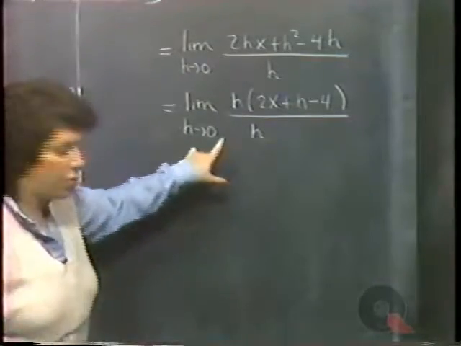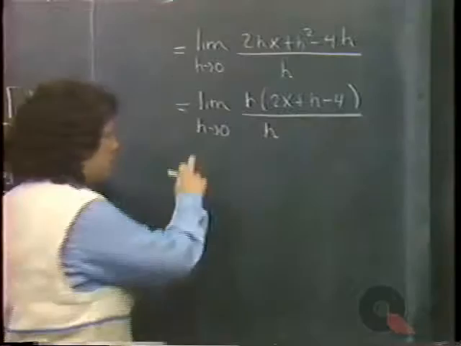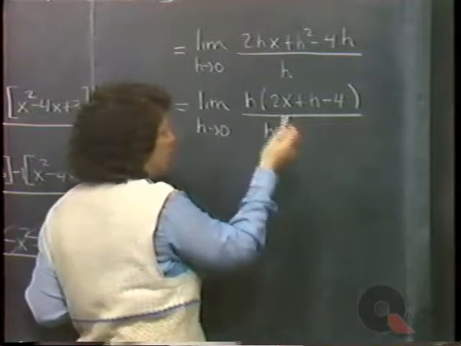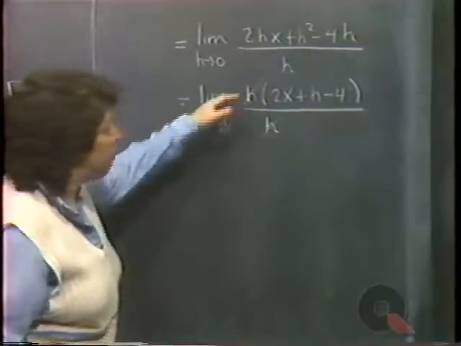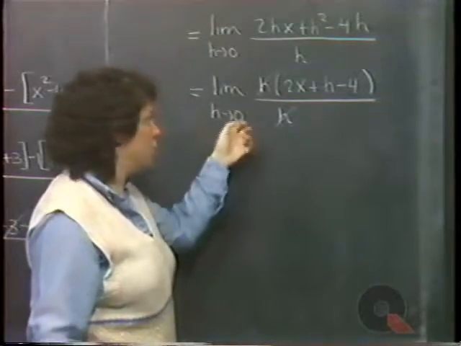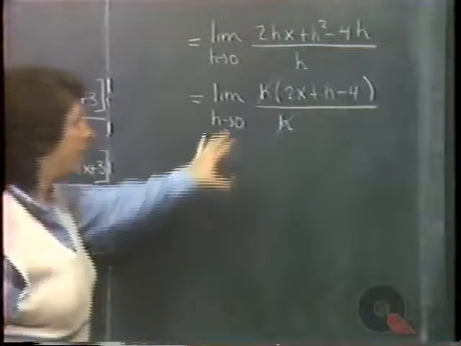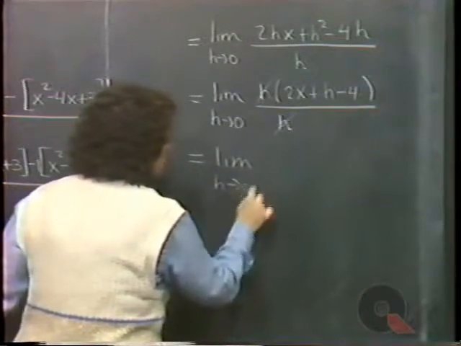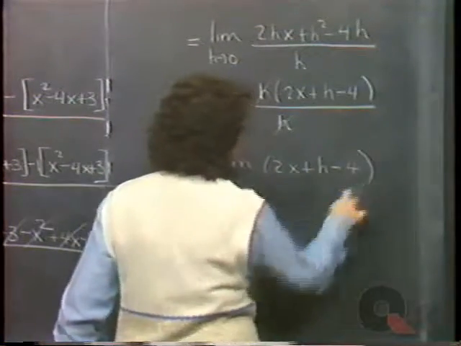Now, as h approaches 0, it's getting close to 0. It's not equal to 0. And because it's not equal to 0, we can cancel the h's. Canceling is really a type of division. What we're really doing is dividing numerator and denominator by h. Well, if h is not 0, but just close to 0, you can divide numerator and denominator by h, leaving us with the limit as h approaches 0 of 2x plus h minus 4.